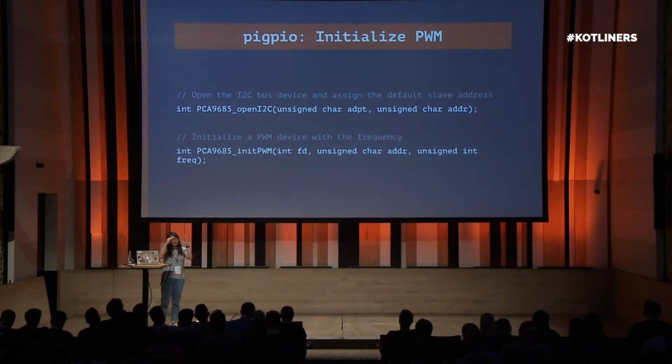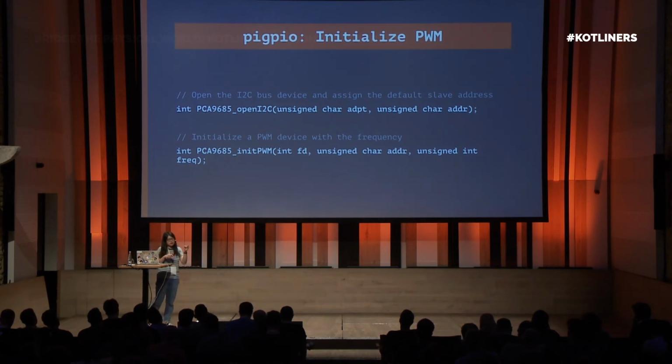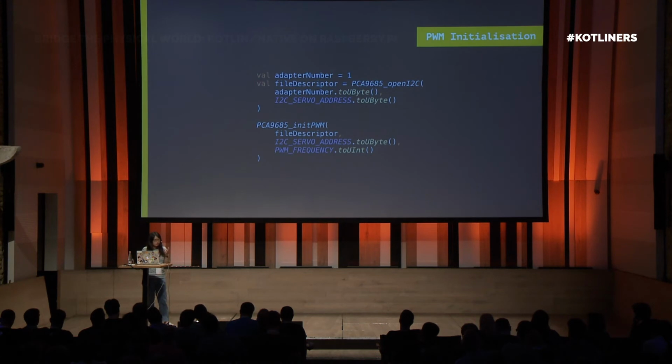So I started with the same steps by creating a def file and generating the Kotlin wrapper. And in order to control my servo motor, I have to initialize them. So reading the header file of the C library, we can find there are two methods which are essential in order to open and initialize our PWM. The first one is to open the I2C pin. Then we have to give in the right value, which is the frequency of our driver. The code in Kotlin looks like this, which takes only maybe 10 lines of code to do that.